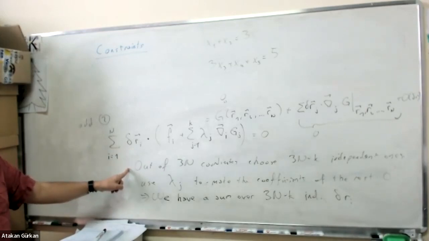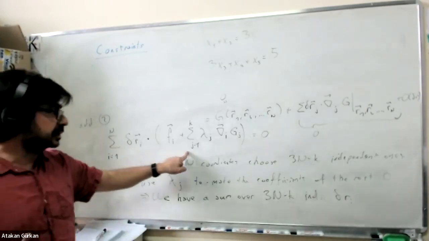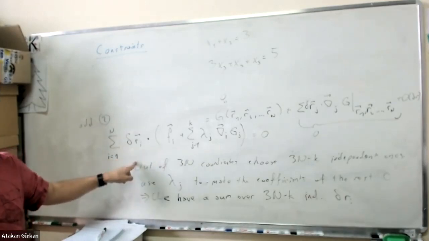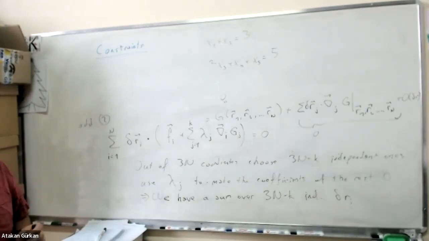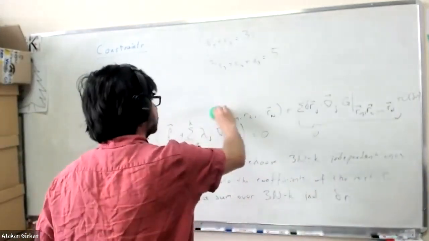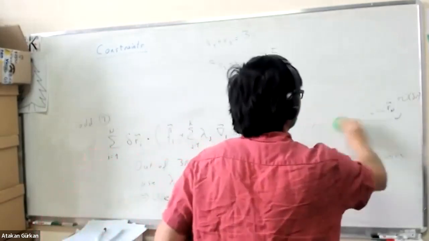So I'm choosing my lambda in such a way that this is 0 for the ones that are left out, but it has to be 0 for the remaining because the remaining are independent. Okay, so this is the part I find confusing when it comes to Hamilton's principle. So we are going to do something similar with Hamilton's principle as well.